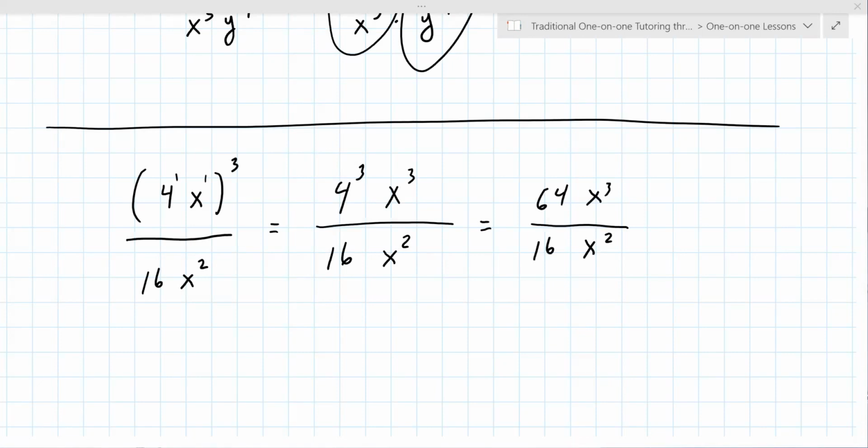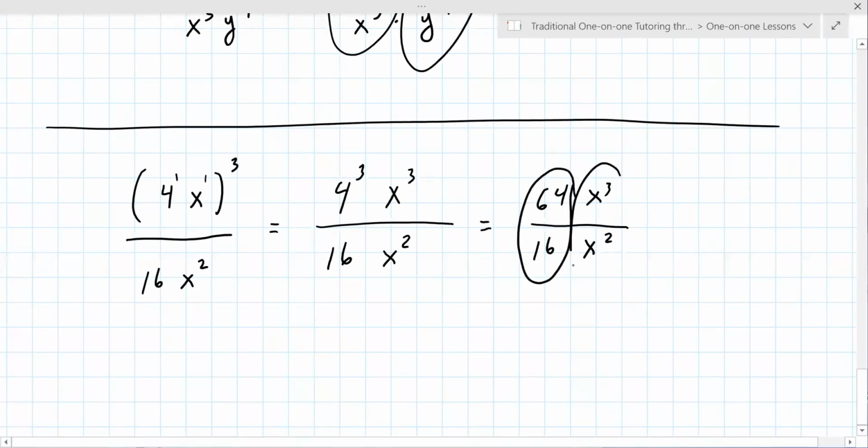Okay. And then you would subtract the 3 and the 2, correct? Yes. Okay. But you can also divide here. And that would be 4. Yes. So it would be 4x, just 4x. 4x. Perfect. Okay. So the fact that there's a number up here in the exponent, you apply it to each of these.